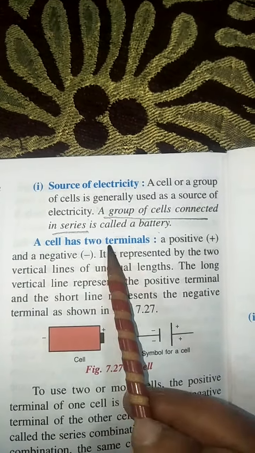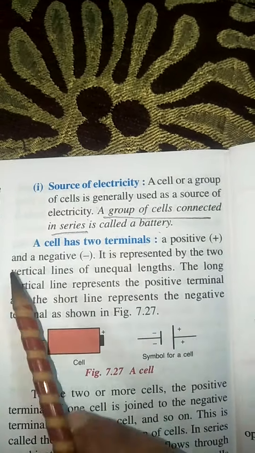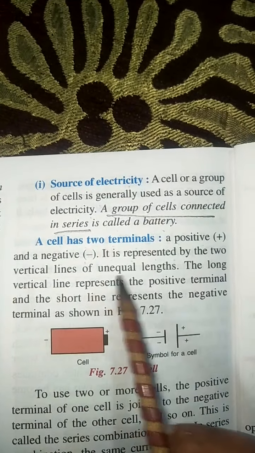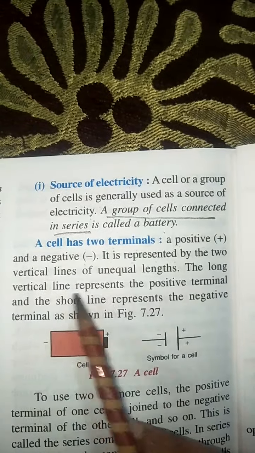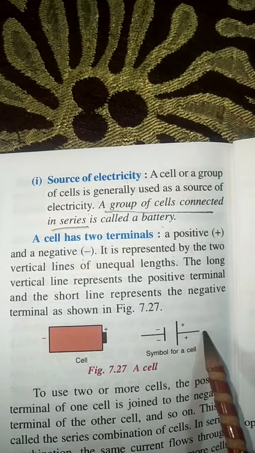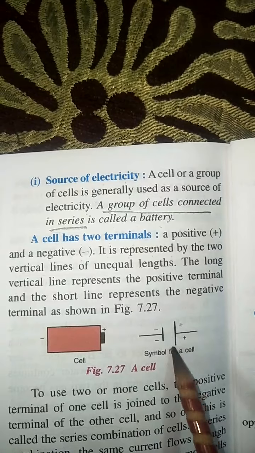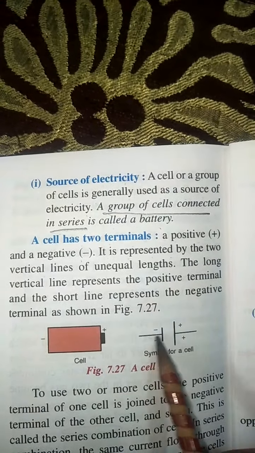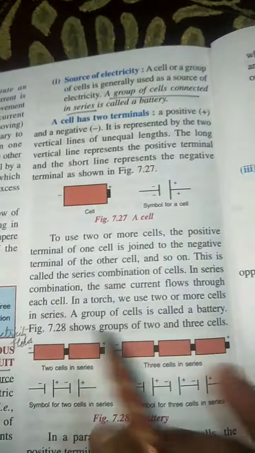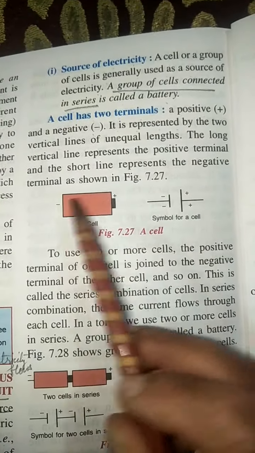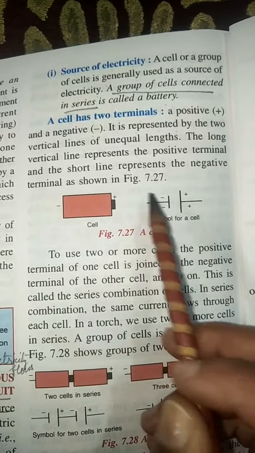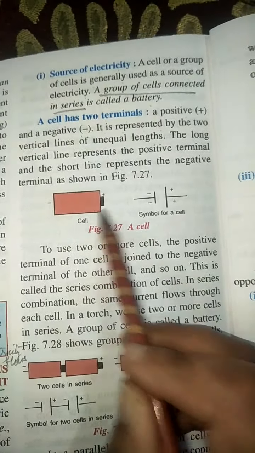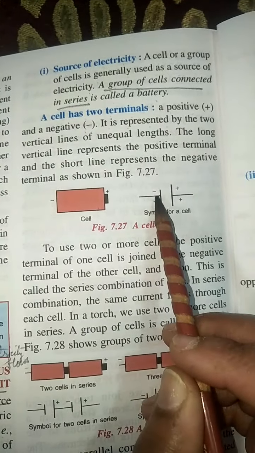Then comes the cell. A cell has two terminals, a positive and a negative. It is represented by two vertical lines of unequal lengths. The long vertical line represents your positive terminal, and the short line represents the negative terminal, children. Now this is your cell, this is your positive, and this is your negative terminal. But how do we show it as a symbol? This is the symbol, plus and minus.